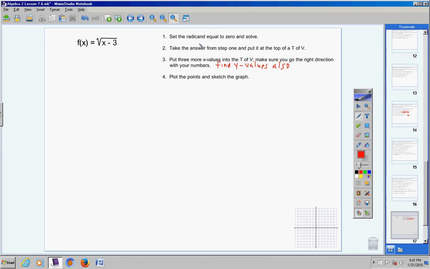Okay, set the radicand equal to 0 and solve. Here's my radicand. Isn't that easy? How many of you cannot take that and set it equal to 0? That's easy, isn't it? Bring the 3 over and make it positive. Boom, step 1 is done.